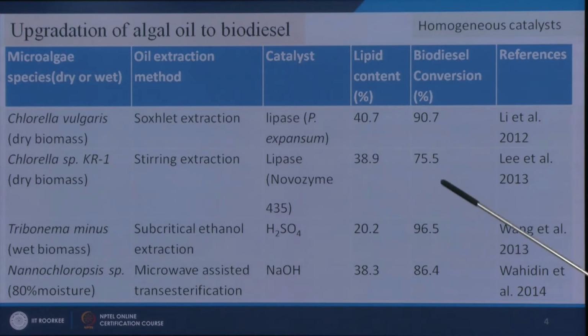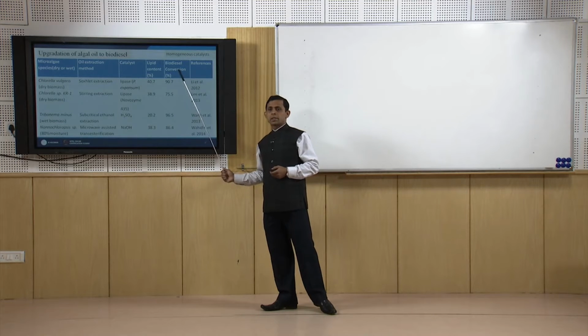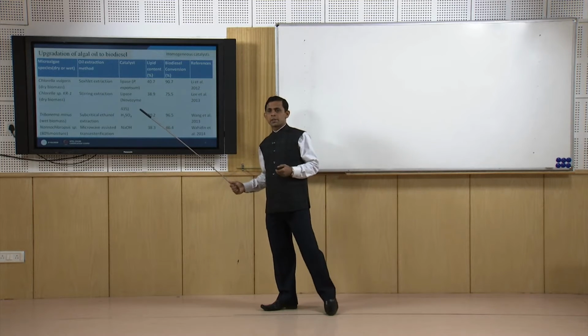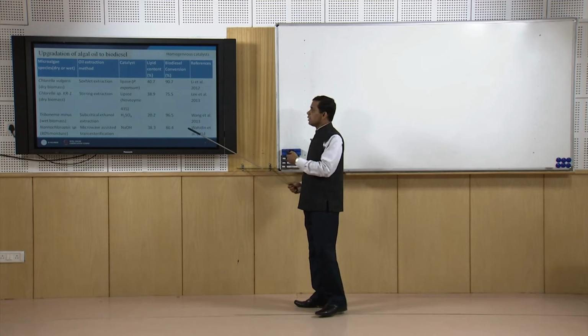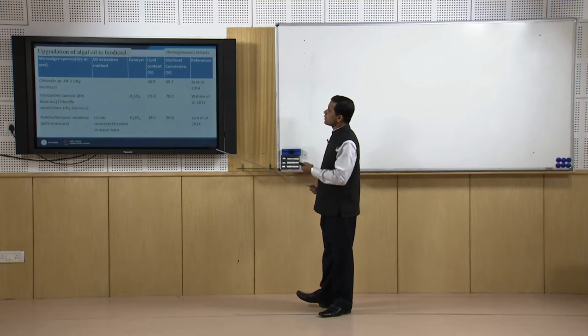So in this case 75 to 96.5% are reported by different researchers. So this is homogeneous catalyst. So here the conversion is considerable, very good, that is 80%, 90%, 75%, etc. But the difficulty is that we have discussed using homogeneous catalyst, the soap formation, etc. So to reduce this difficulty, people have developed some heterogeneous catalyst also.